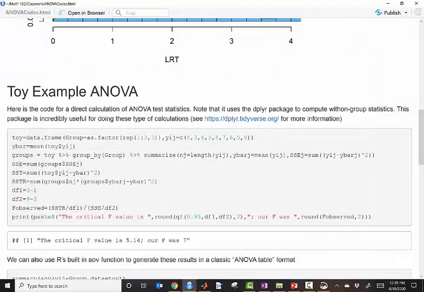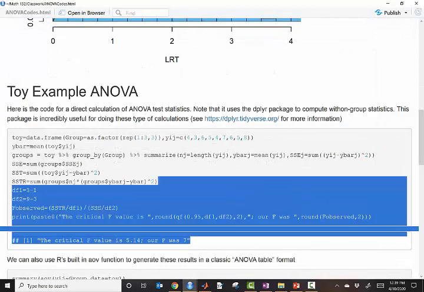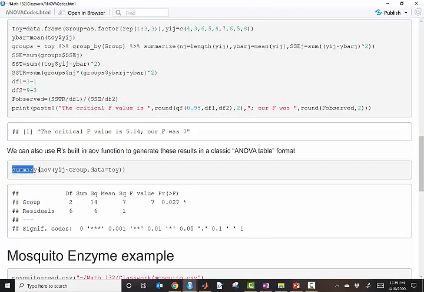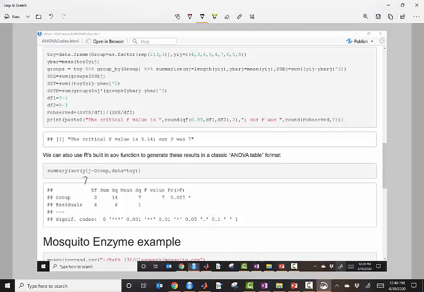So R has a nifty function, aov, which allows you to summarize this information a little bit more compactly. In fact, everything that we did in those last few lines can now just be done by a single line of code. To explain this, the format here is you're using your Y variable on this one. So this right here, think of this as your response. And this is your grouping variable or your independent variable here.